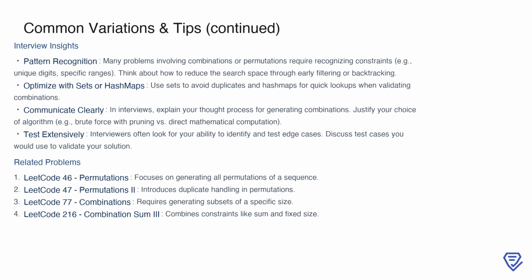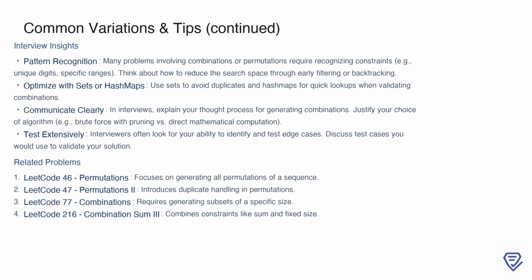In an interview setting, this type of problem offers a great opportunity to demonstrate key problem-solving skills. One of the most important is pattern recognition. Many problems involving combinations or permutations require you to identify specific constraints, such as ensuring unique digits or adhering to a fixed range. By recognizing these patterns early, you can reduce the search space through strategies like early filtering or backtracking. Using data structures like sets or hash maps can also be a game changer here. Sets are excellent for avoiding duplicates, while hash maps enable quick lookups when validating combinations.